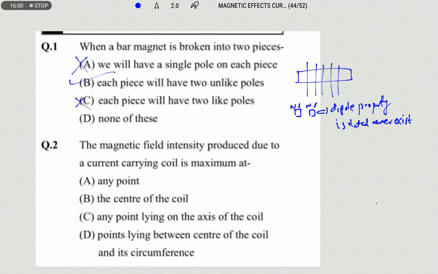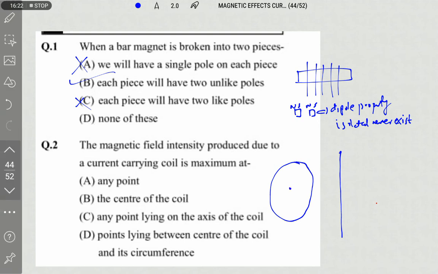Next, magnetic field intensity produced due to a current carrying coil is maximum at. They are asking about a current carrying coil. So the coil is maximum at.